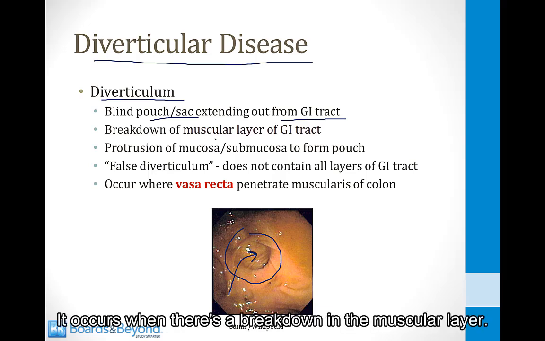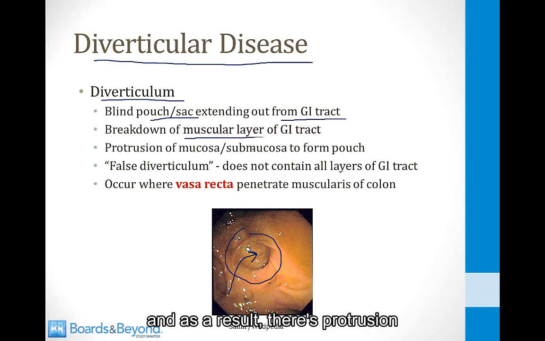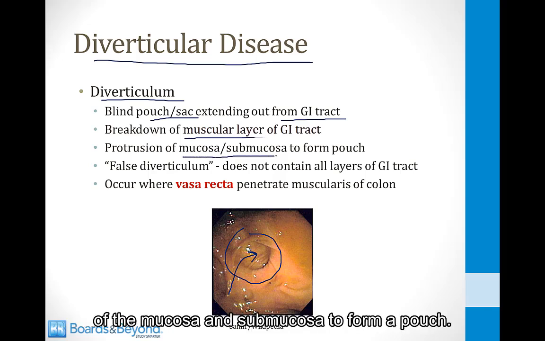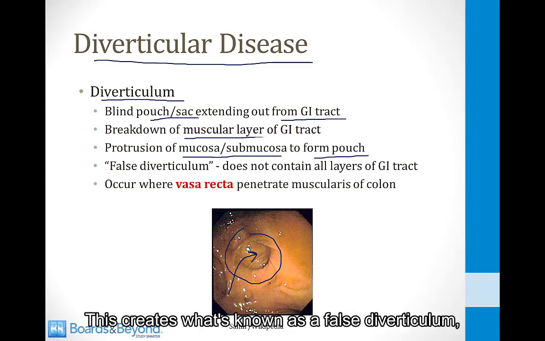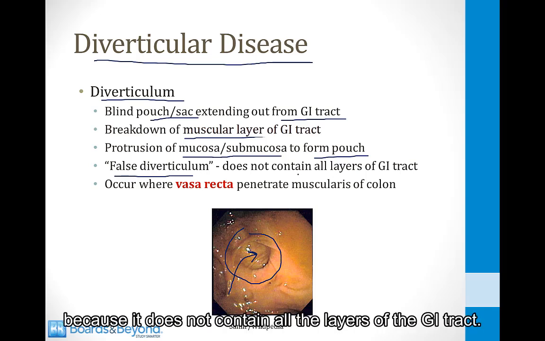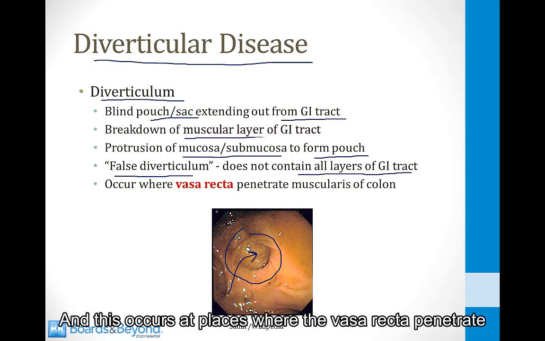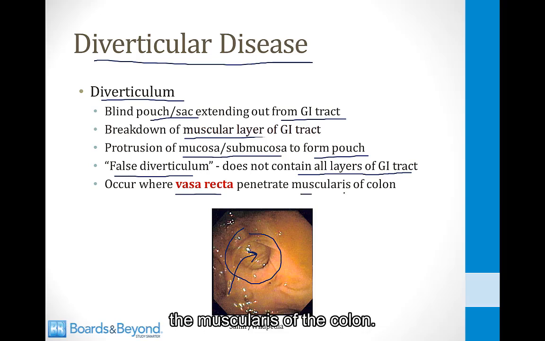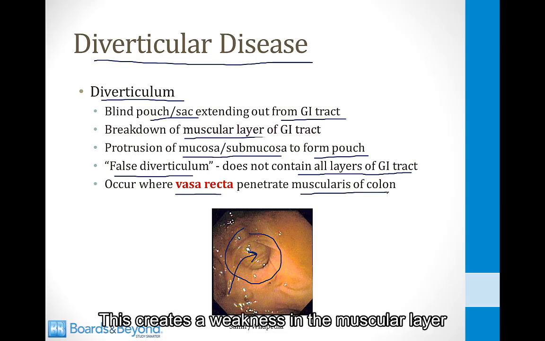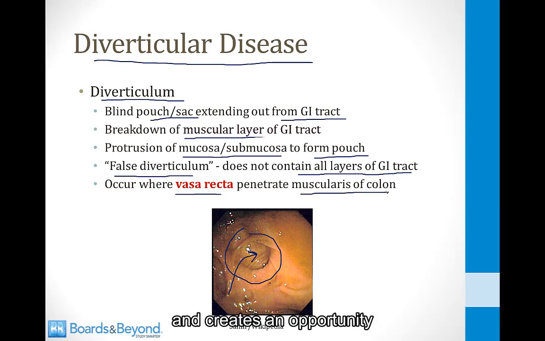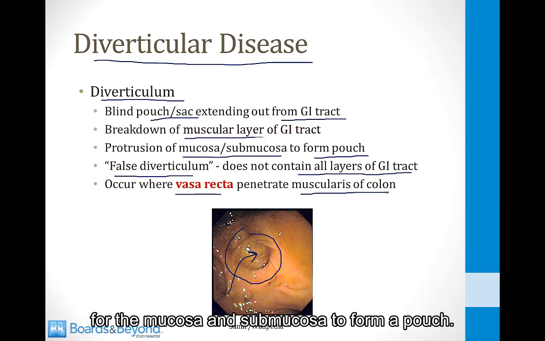It occurs when there's a breakdown in the muscular layer, and as a result there's protrusion of the mucosa and submucosa to form a pouch. This creates what's known as a false diverticulum. It's called false because it does not contain all the layers of the GI tract. I'll explain this more in just a minute. And this occurs at places where the vasa recta penetrate the muscularis of the colon. This creates a weakness in the muscular layer and creates an opportunity for the mucosa and submucosa to form a pouch.